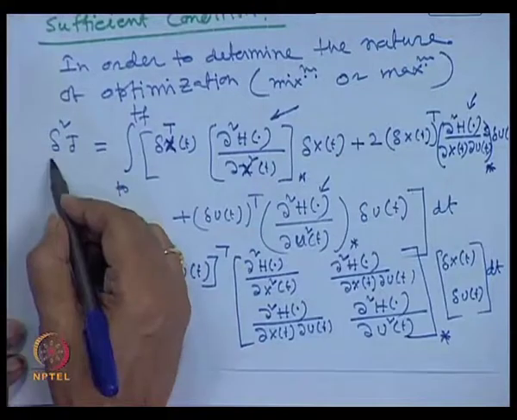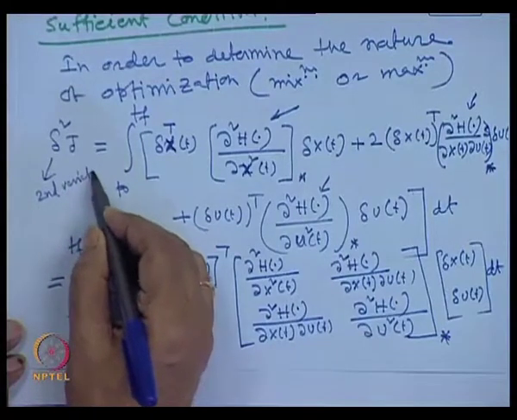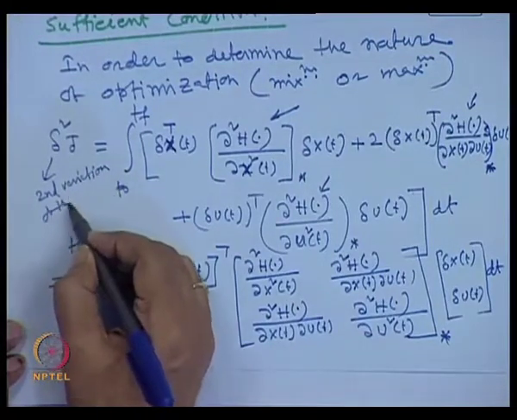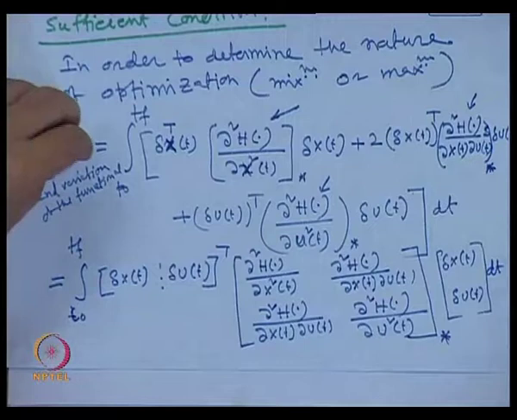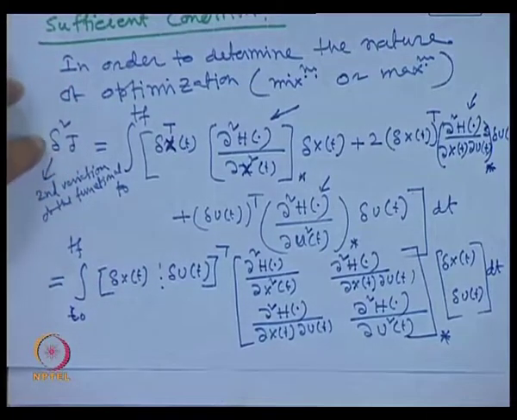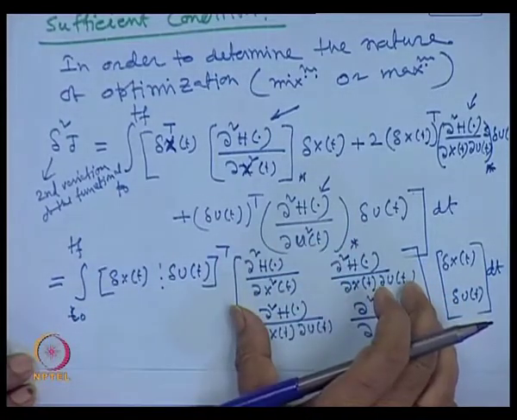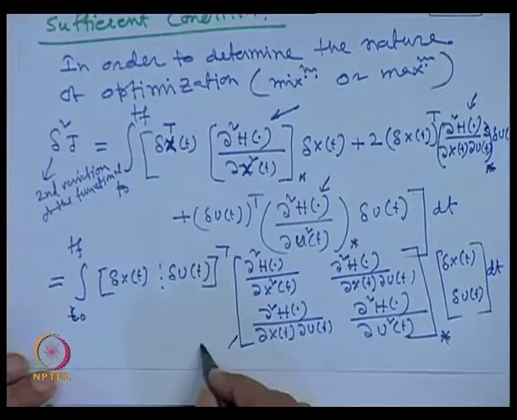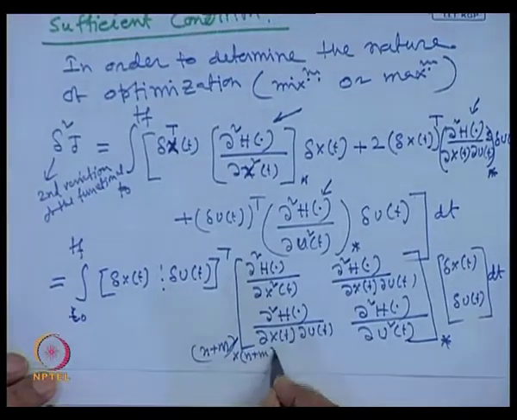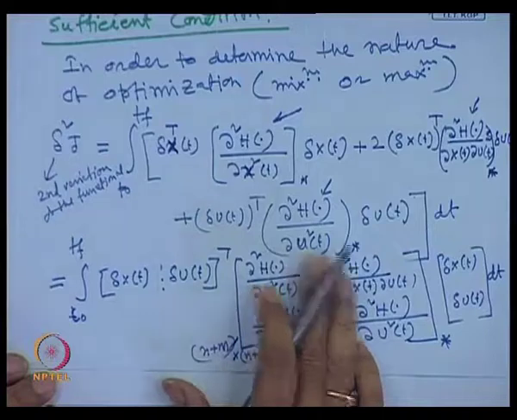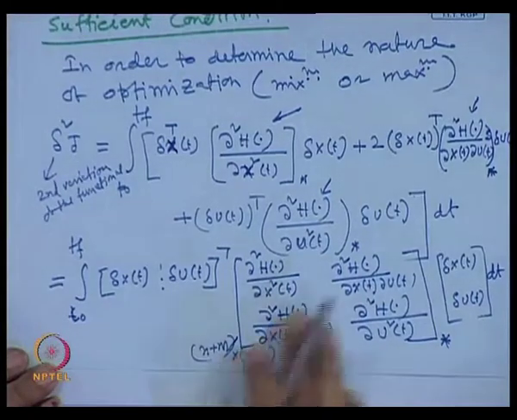So, the second variation of the functional is a scalar quantity. If it is negative, that indicates the functional is a maximum. The matrix inside the integrand has dimension (n+m) by (n+m) and is symmetric. For a minimum, that matrix must be greater than 0, meaning positive definite.